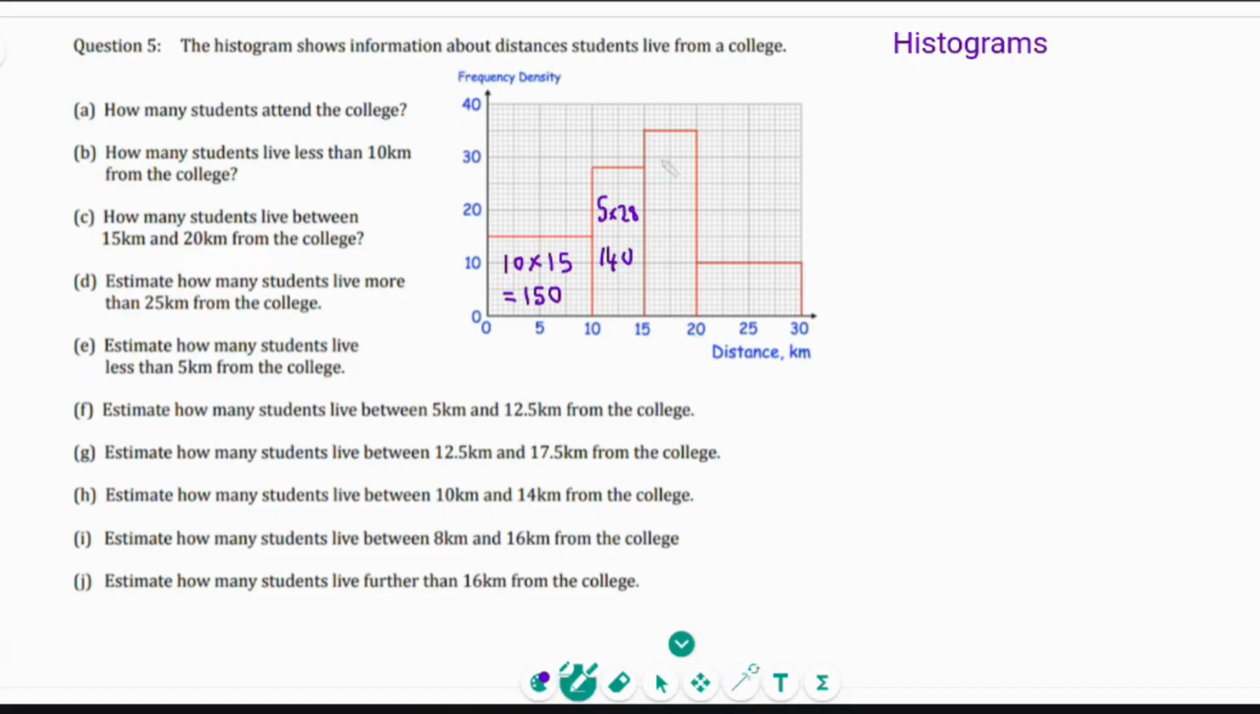Here we have 5 times 35, 175. And for the bottom one, we have 10 times 10, 100. How many students attend the college? You need to add up those: 150 plus 140 plus 175 plus 100, 565.